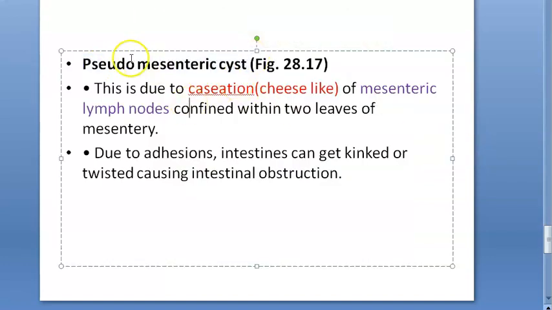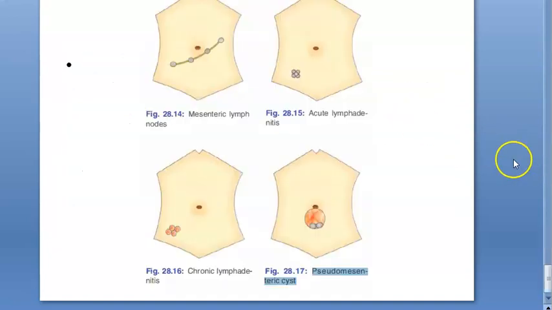There is something called a pseudo-mesenteric cyst. Basically, it is caseation of the mesenteric lymph node between the two leaves of mesentery. This is pseudo-mesenteric cyst, remember. And because of these adhesions, there can be intestinal obstruction. So here they have shown you a pseudo-mesenteric cyst.